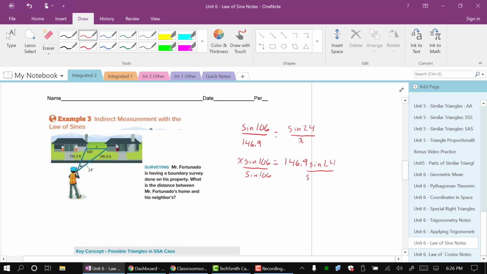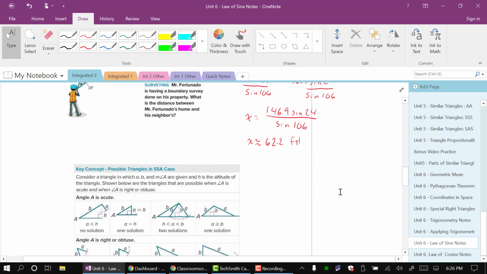That gives us x equals 146.9 sine 24 divided by sine 106. And when I type that in, I get that x equals about 62.2, and this is feet. So the distance between the two homes is 62.2 feet.